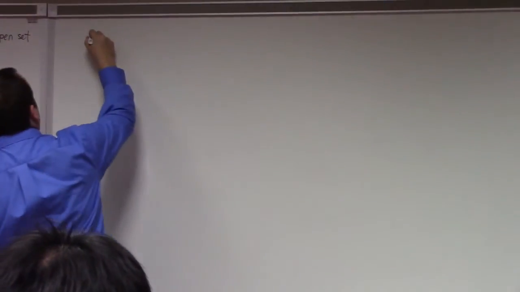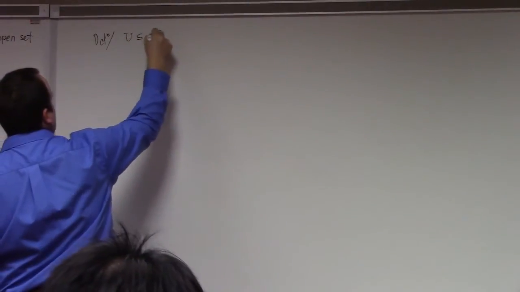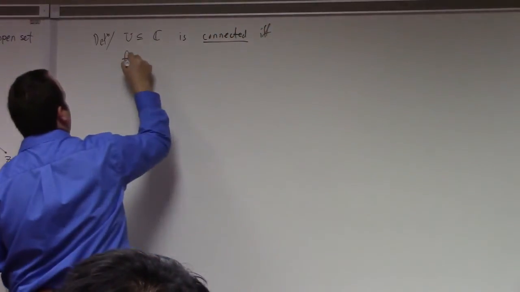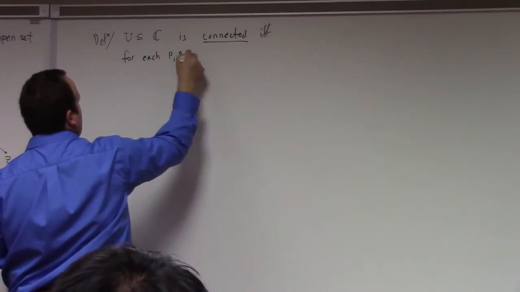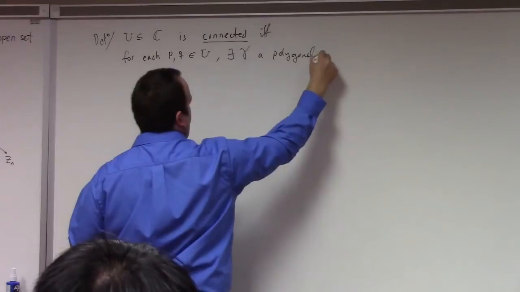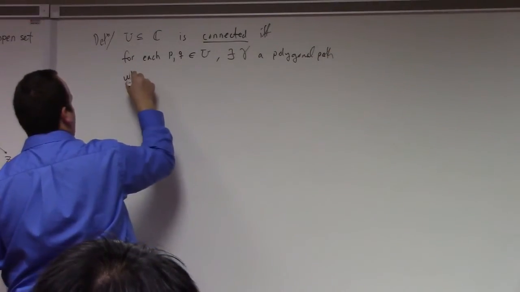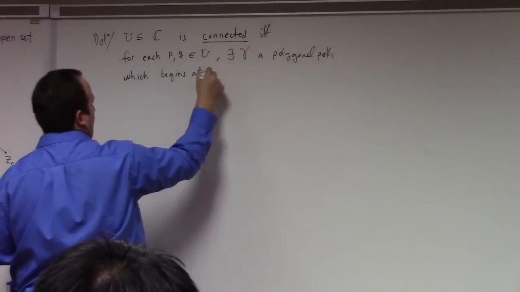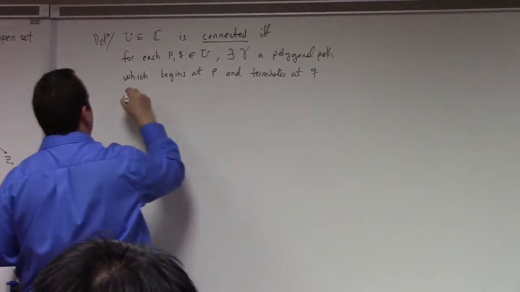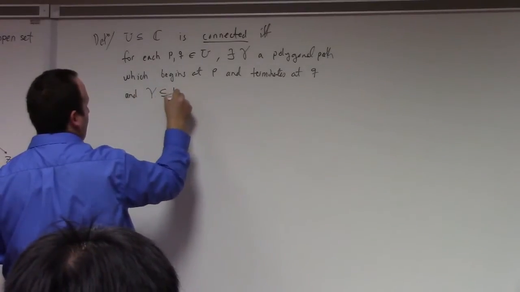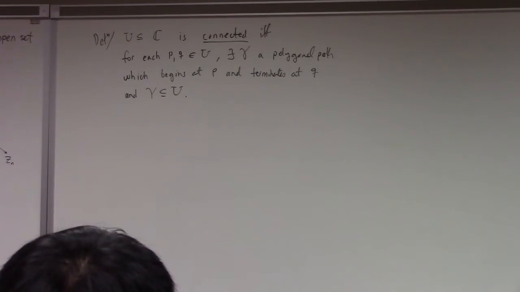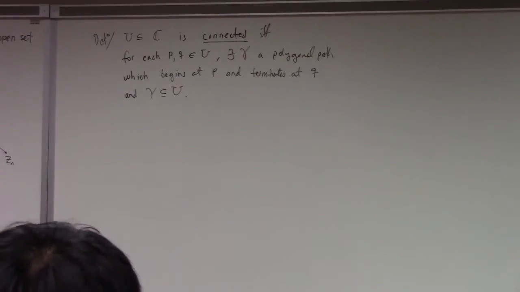Exactly. So definition: U, a subset of the complexes, is connected if and only if for each pair, let's say P comma Q in U, there exists gamma, a polygonal path, which begins at P and terminates at Q. And gamma is a subset of U. And yes, it could actually be equal. I mean, you could take the stupid case that U is a polygonal path. That would be a connected set.